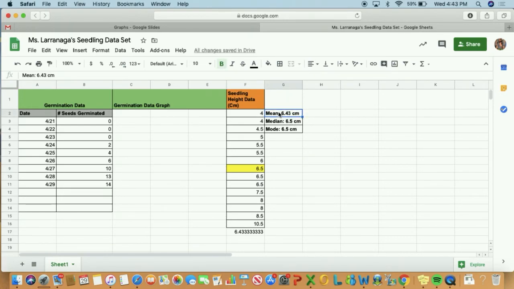Okay. Now we have identified these three data analysis indicators for our seedling height data using Google Sheets.